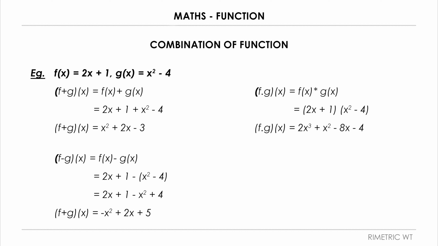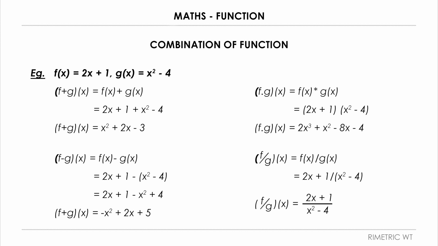For the product, (f · g)(x), we multiply 2x + 1 by x² − 4, resulting in 2x³ + x² − 8x − 4. And for the quotient, (f/g)(x), we simply set up the fraction (2x + 1)/(x² − 4). For the product and quotient functions, we got different forms of functions, which are cubic and rational functions, respectively. We'll see how to graph such functions in the coming video, so don't worry about them.